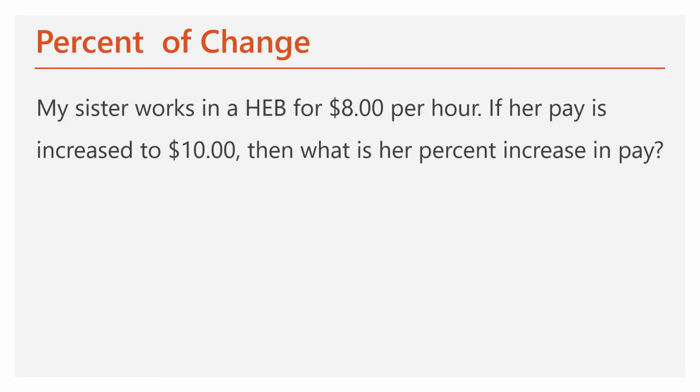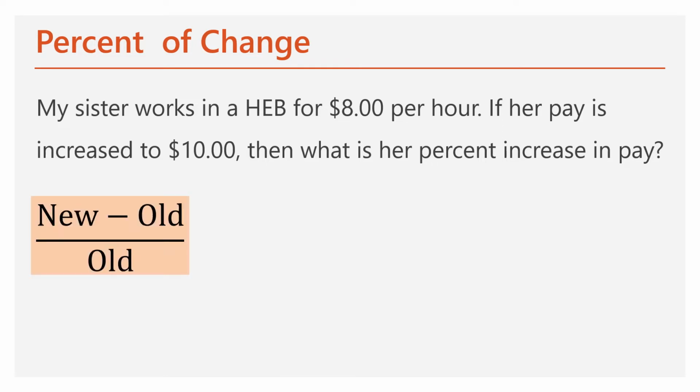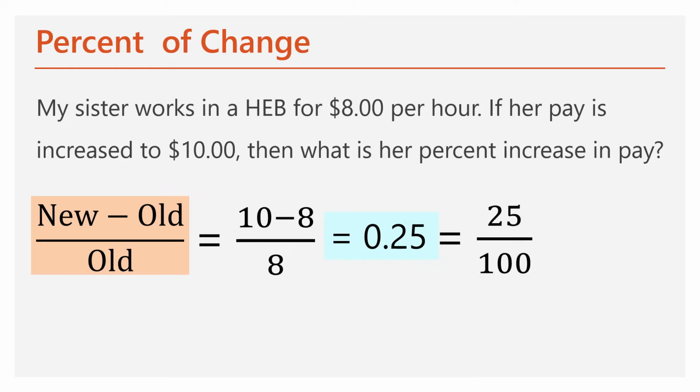That's your percent change. Example, my sister works at HEB for $8 per hour. If her pay is increased to $10, then what is her percent increase in pay? To find the amount of change, you must subtract the original amount from the new amount, then divide the difference by the original number. 10 minus 8 equals 2, 2 divided by 8 equals 1/4. A quarter is one of 4 equal parts. It can also be written as 25 hundredths or 25%. The increase in pay of my sister is 25%.